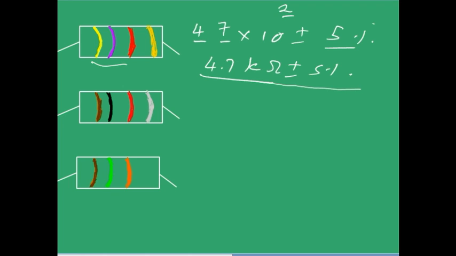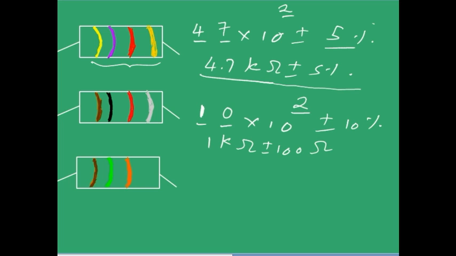This is represented by these 4 colors. Let us solve another example. The first 2 significant digits, and here I have the multiplier. First I have brown, so 1 comes here, and black is for 0. Next I have red, so I'll place 2 here. Plus or minus, silver is for 10%. Now 10 into 10 power 2. This is for 1 kilo ohm, and 10% of 1 kilo ohm is 100 ohms, right? So 1000 plus or minus 100. This is the answer for the second one.